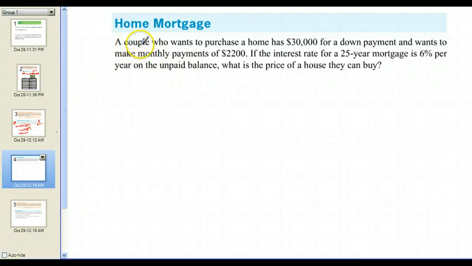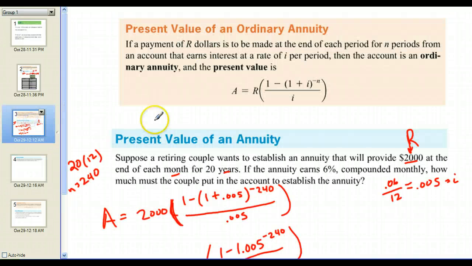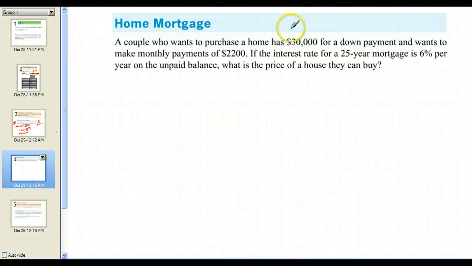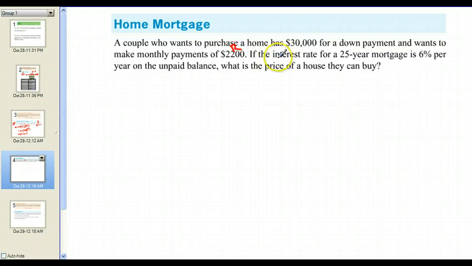Now, a couple wants to make a purchase of a home, has $30,000 for a down payment, and wants to make monthly payments of this amount. In that formula, R is that monthly payment. So that's R. Oops, sorry, that's not R. This is R. Interest rate for a 25-year mortgage is 6% per year on the unpaid balance. What's the price of the home that they can buy?